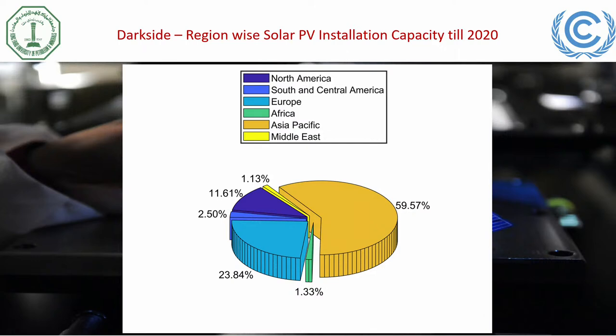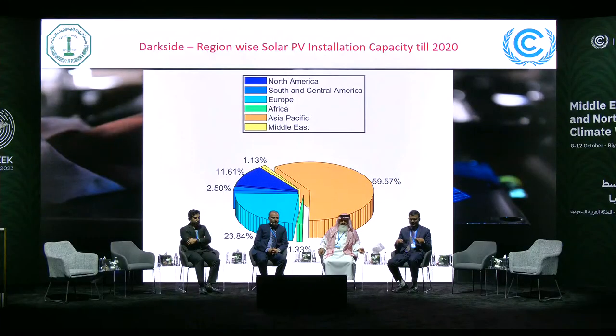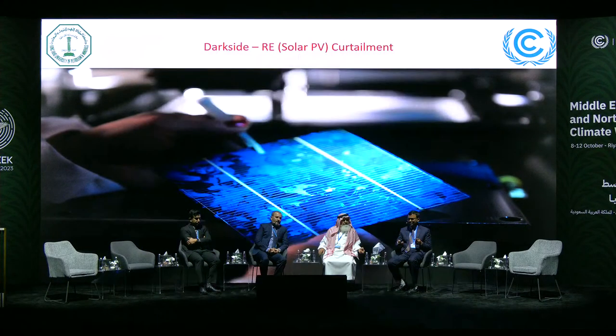But the Middle East is coming into the game, and they have a big plan like China. Saudi Arabia has a plan to have 50% of renewables by 2035 or 2030. They are coming into the picture. Also Dubai, UAE, and other countries around the region have big plans. Soon they will raise it from 1.13% to a big percentage, we hope, and they are really doing it.